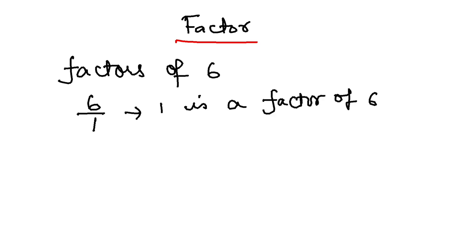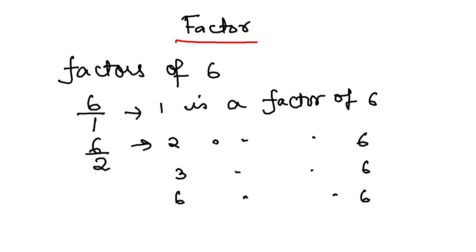Similarly, if I divide 6 by 2, again my remainder is 0 because 2 into 3 is 6, so 2 is a factor of 6. Similarly, 3 is a factor of 6. I think you are getting my point. And 6 is a factor of 6, isn't it?